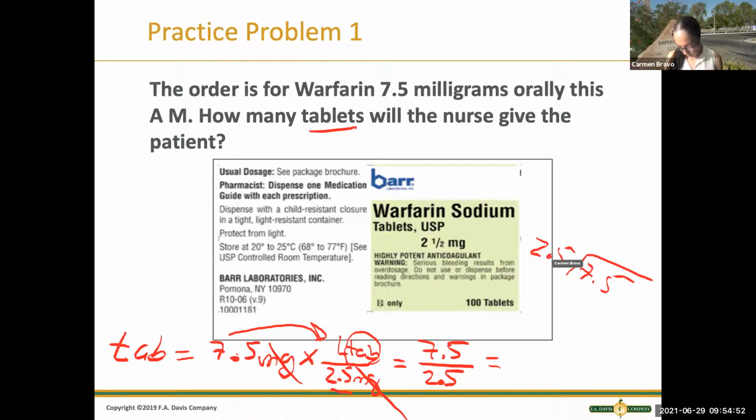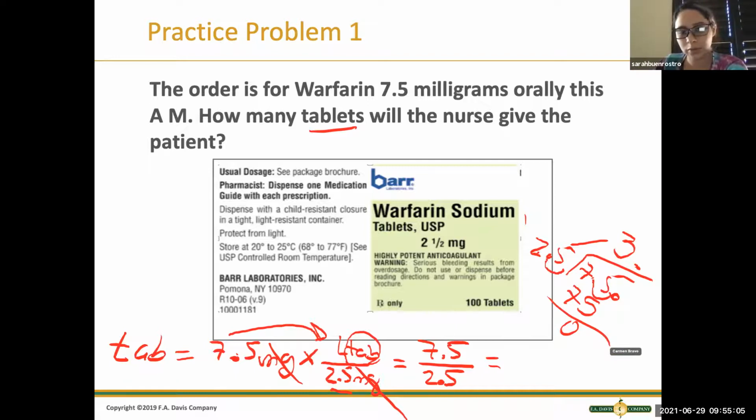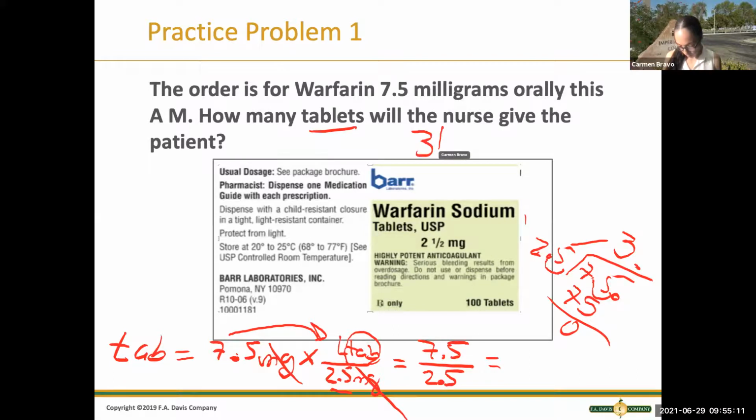So I have decimals, so I'm going to move the decimal one place. So 25 into 75, how many times? 3 times. So my right answer here, how many tablets will the nurse give to the patient? 3 tablets, or 3 tabs, okay? And warfarin is another high-risk medication. It's a very strong anticoagulant, and we normally give odd doses like 7.5 or 2.5, and we have to figure out the amount of tablets. Okay.